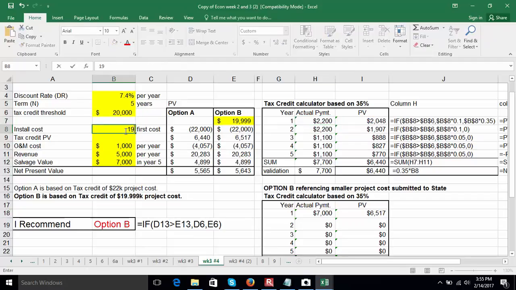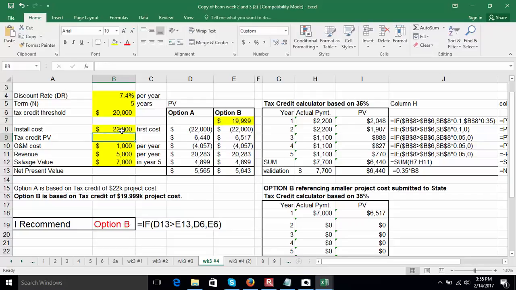So if I'm under the threshold, there's my 35%. 35% of 19,000, let's just say, let's make it 15,000. It's going to be about $5,000, 35%. Okay.